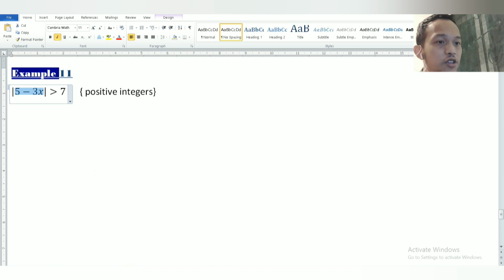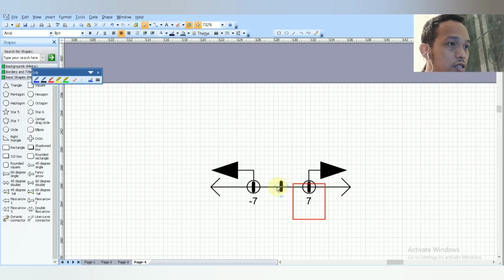If I show it on the number line, this is 0, for example. So the distance must be greater than 7 units. So it must be here or here. It goes right there or goes left. So all the numbers, all the values inside both of these areas will have a distance greater than 7 from 0, right?